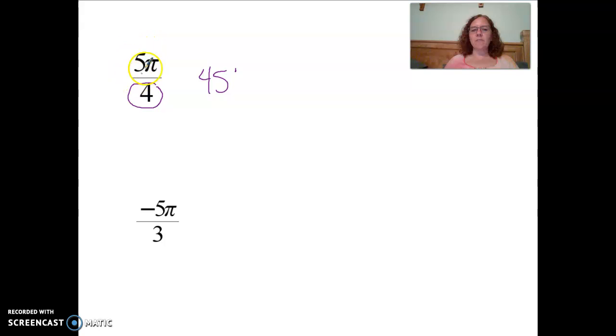And then I see that 5 in the numerator. Well, 5 is 1 more than 4. And the quadrant where the numerator is 1 more than the denominator is the third quadrant.